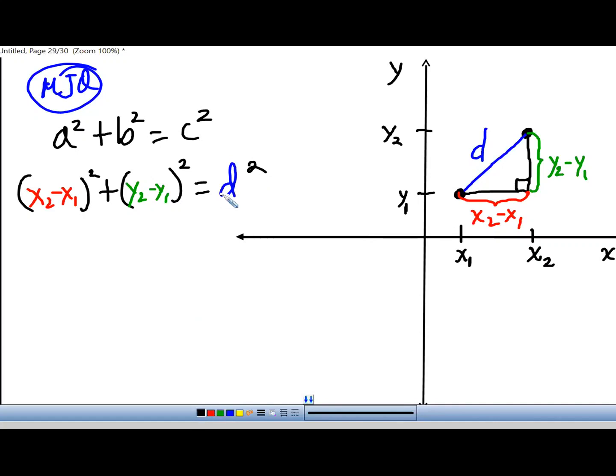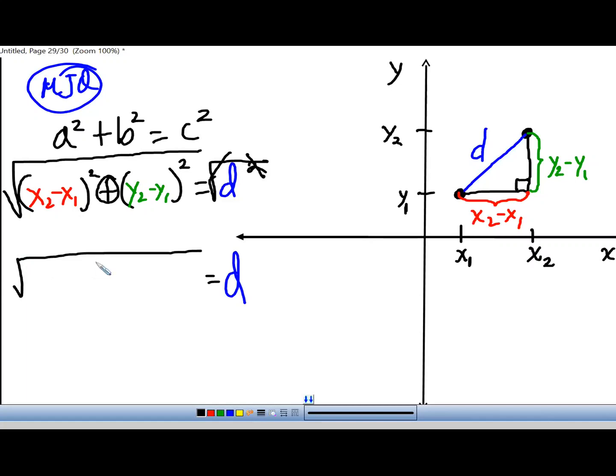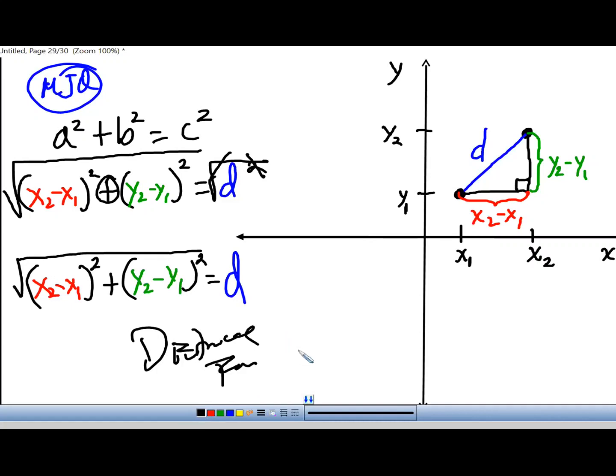But since we're solving for D, I need to take the square root of this side, and whatever I do to one side, I do to the other. But remember, this side, it does cancel the square because it's only D by itself. Can I take the squares away from the other side? No, because there's this sum right here. So the other side stays as a square root of (X sub 2 minus X sub 1) squared plus (Y sub 2 minus Y sub 1) squared. And guys, this is our distance formula.